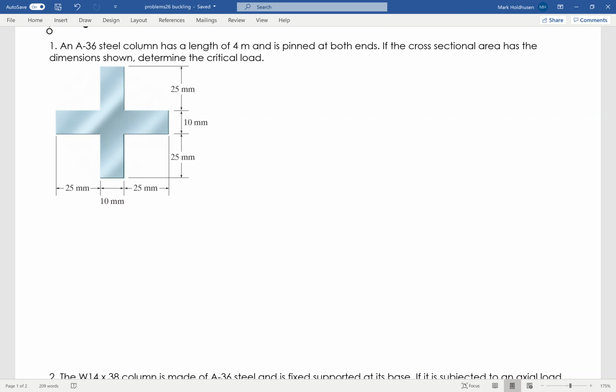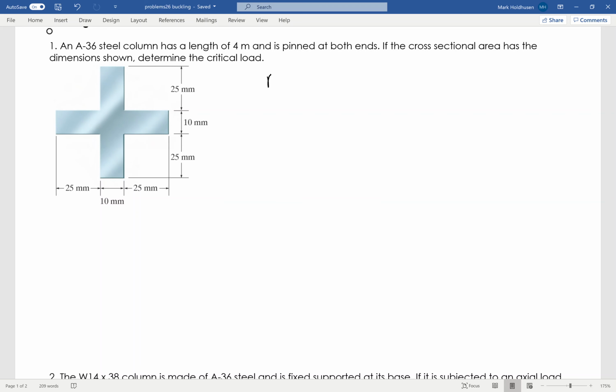In this problem, I've got an A36 steel column. It's 4 meters long, pinned at both ends, and has the cross section shown. I want to find the critical load so that it does not buckle.